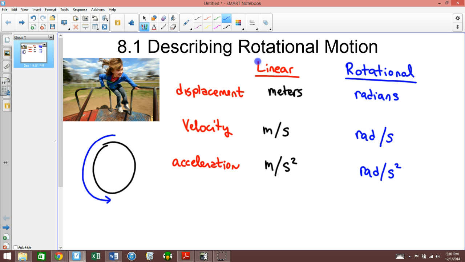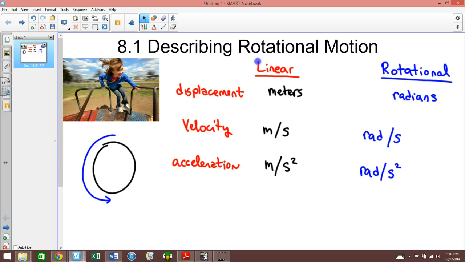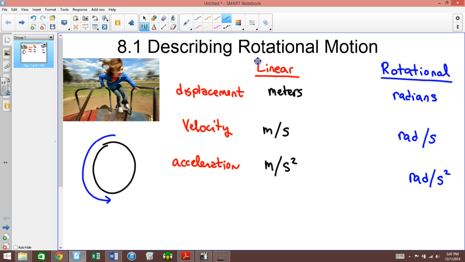Now, there's some equations that relate linear to rotation. So you can take something that's linear and you can relate it directly to rotational. There's three equations. You can use linear displacement equals the radius times angular displacement, theta. This is the Greek letter theta. It represents angular displacement.